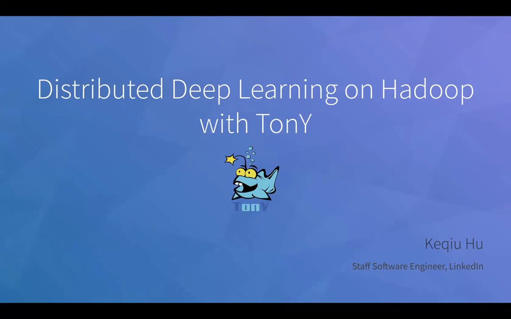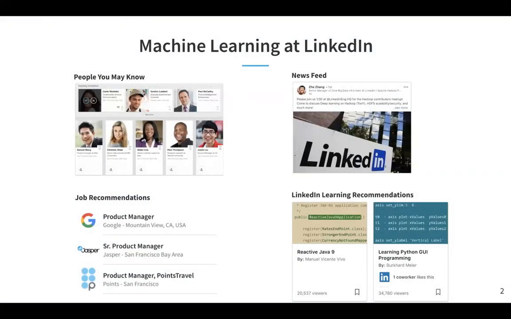Machine learning is actually everywhere at LinkedIn. It basically includes all the major aspects. For example, in People You May Know, we use machine learning to give you recommendations on who you should connect with. We also have machine learning for job recommendations to match you with the right jobs. We also have very good machine learning models for the newsfeed, to give you the most relevant and useful information, and also some other stuff, for example, LinkedIn Learning and recommendations.